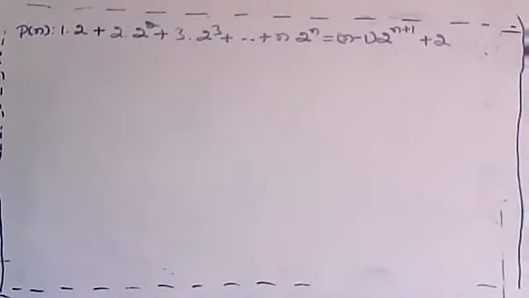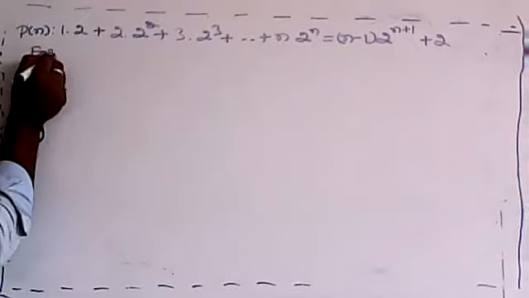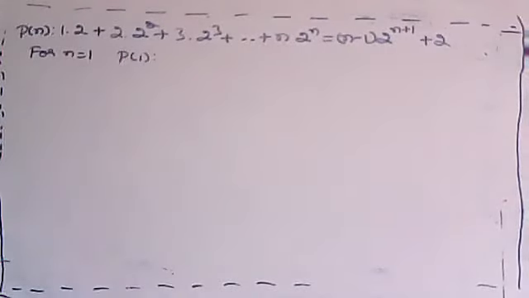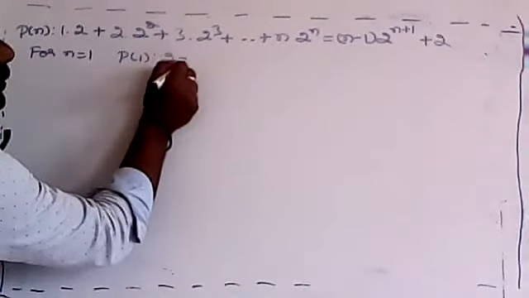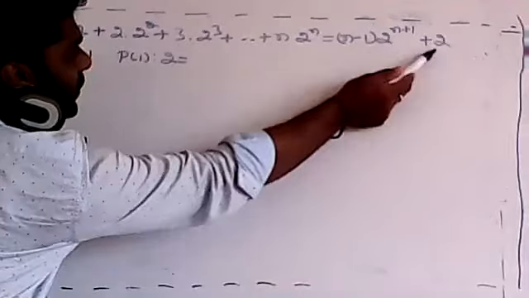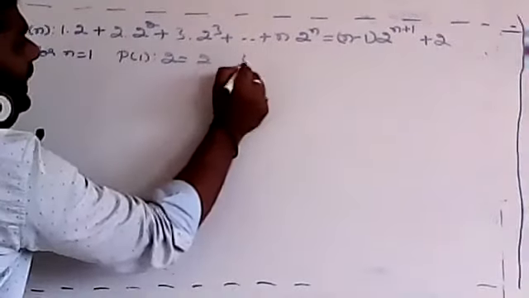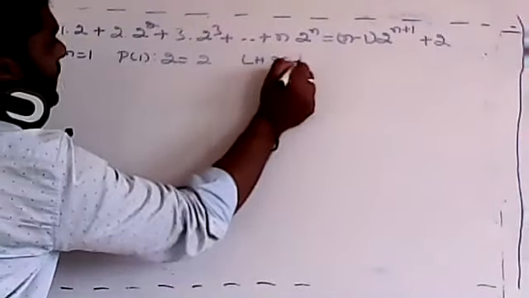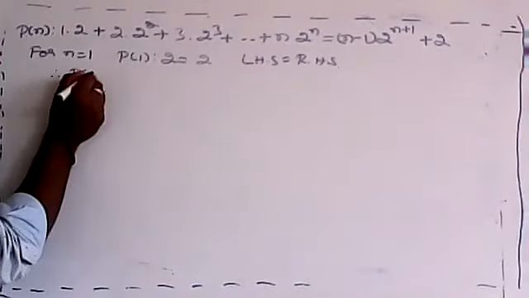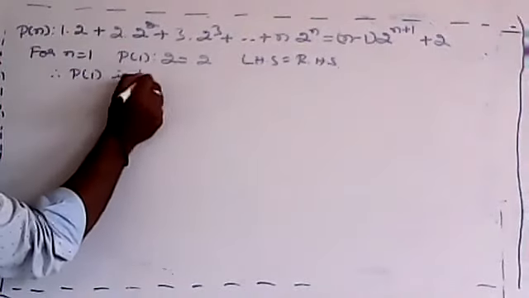Okay, then for n is equal to 1, P of 1 is equal to, what do you get if I take n equal to 1? Yeah, right answer, 2. What will I get here? If I put 1 here, 1 minus 1 is 0, 0 into anything is 0, remaining is 2. So the LHS answer is equal to the RHS. It means therefore P of 1 is true.